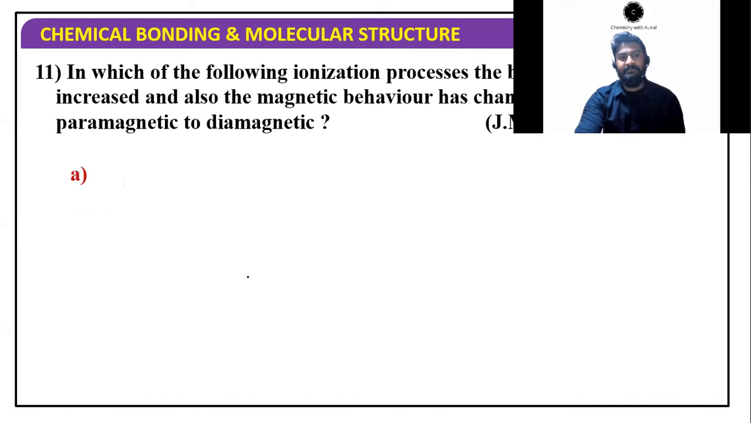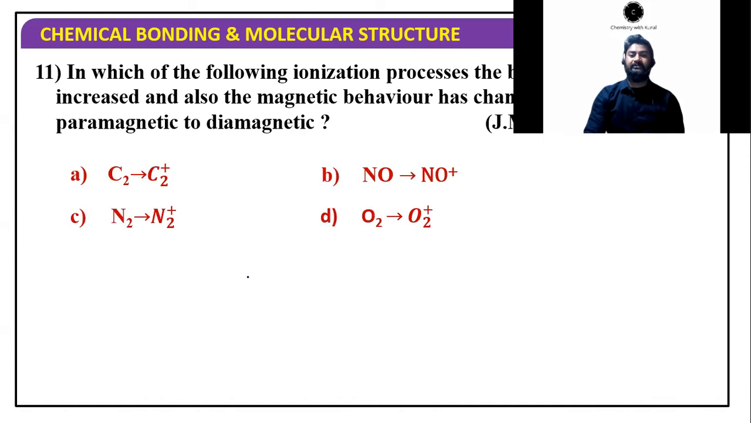Okay, next. This is a very, very good question. They asked it in 2015 JEE Mains. So what are they asking? In which of the following ionization processes has the bond energy increased and the magnetic behavior changed from para to dia? So they're asking which of the following has increased its bond order as well as changed magnetic behavior from para to dia. So first option, C2, carbon plus carbon, 6 plus 6.